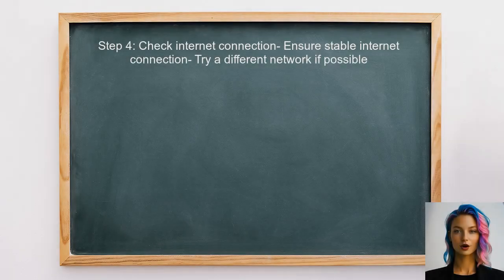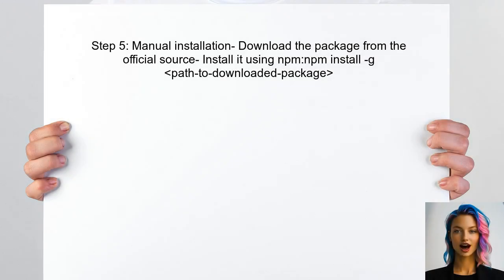If the issue persists, the user may want to check their internet connection or try using a different network. Sometimes, network issues can lead to incomplete downloads. Finally, if none of these steps work, the user can consider manually downloading the package and installing it. This can bypass NPM's integrity checks.